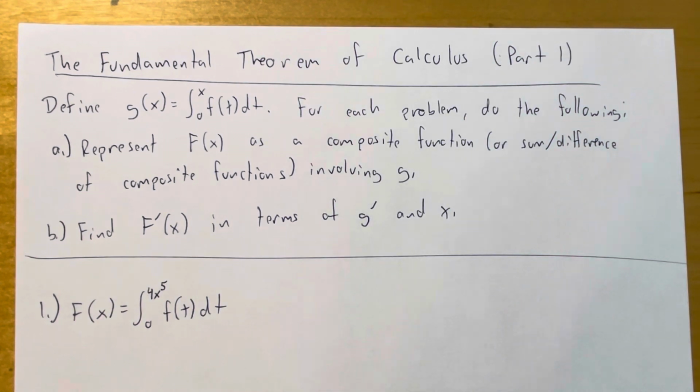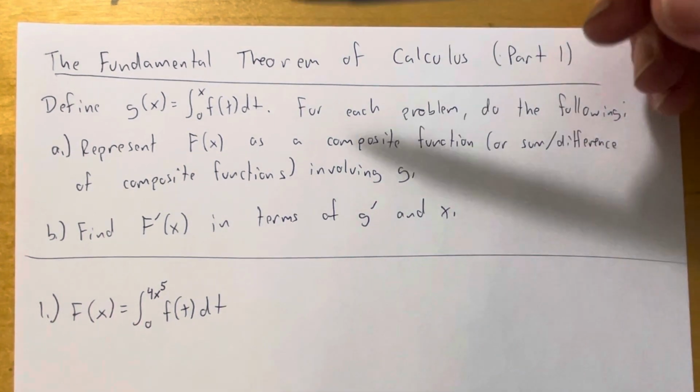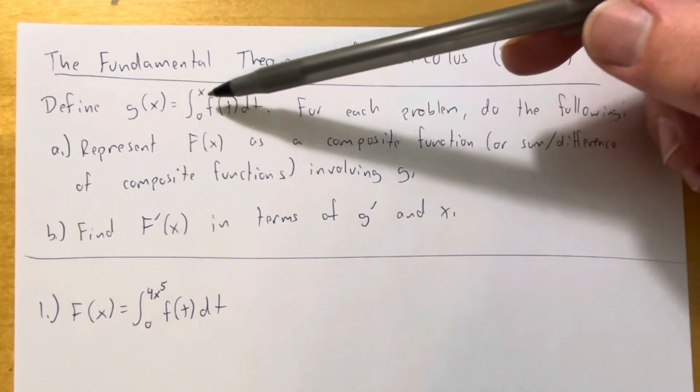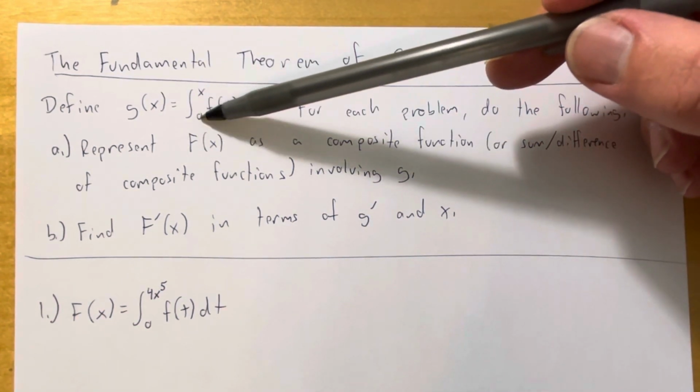So we're going to use the support class this week to practice working with the first part of the fundamental theorem of calculus. And basically what we're going to be doing here is part of what a complete problem would look like in that class. So I'm going to read the instructions and we're going to work through three examples of how this works. Start by defining g of x to equal this integral, the integral from 0 to x of f of t dt.